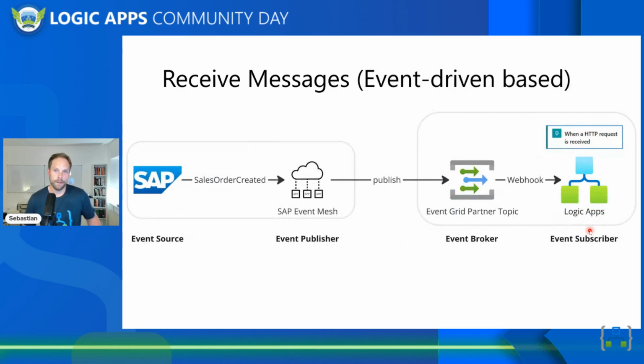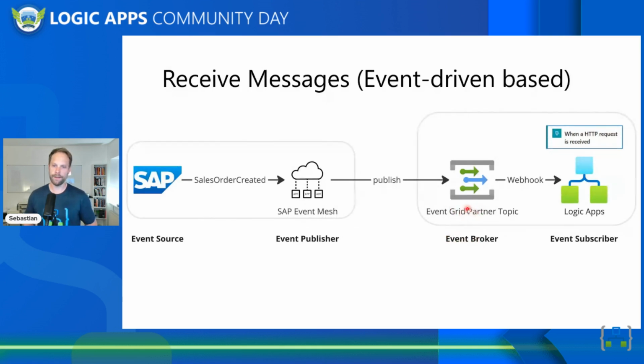And the third one is the event-driven approach. The event-driven approach is the following. In our SAP system, an event is created. In this case, it's called sales order created. That's our event. That means that SAP is our event source. And via the SAP Event Mesh, which lives on the BTP, the event sales order created will be published to our Event Grid partner topic. So that means Event Grid is our event broker here.